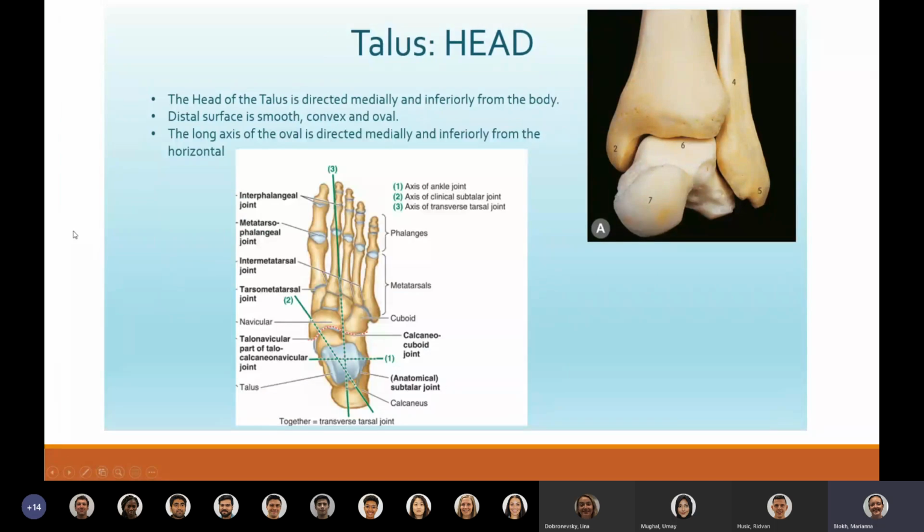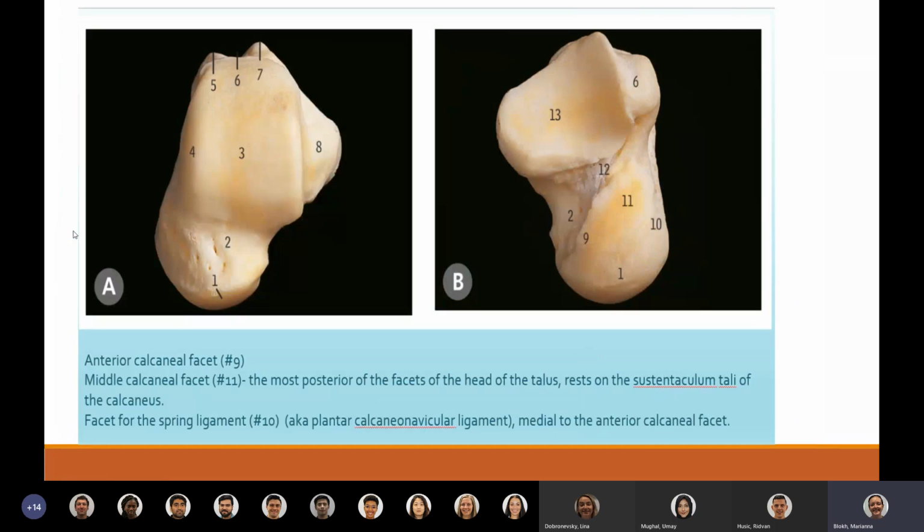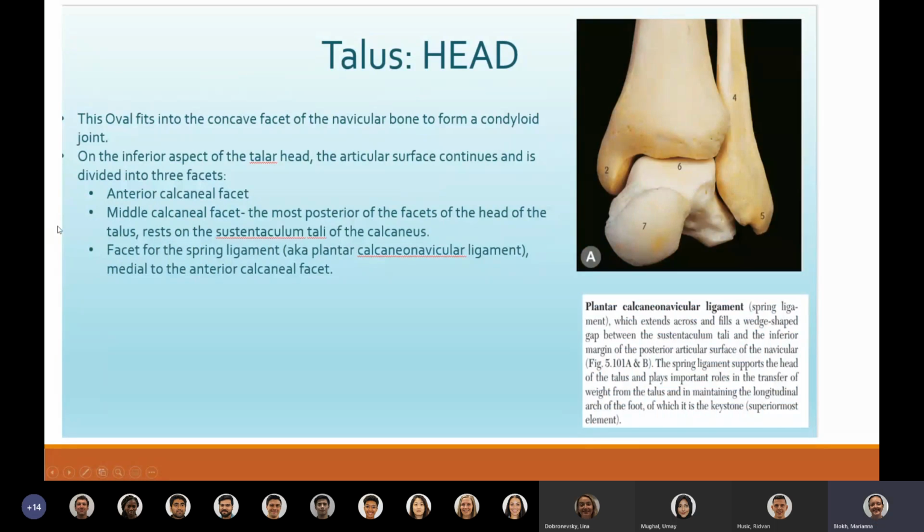So the middle calcaneal facet is the most posterior of the facets of the head of the talus. What's important about the middle calcaneal facet, which is right over here? Remember, the anterior calcaneal facet and the middle calcaneal facet are separated from the posterior calcaneal facet by what? This is the posterior calcaneal facet. It's not on the head, right? It's on the body of the talus. So they're separated by the sulcus, okay? So that's going to become important when we talk about functional joints and anatomic joints.